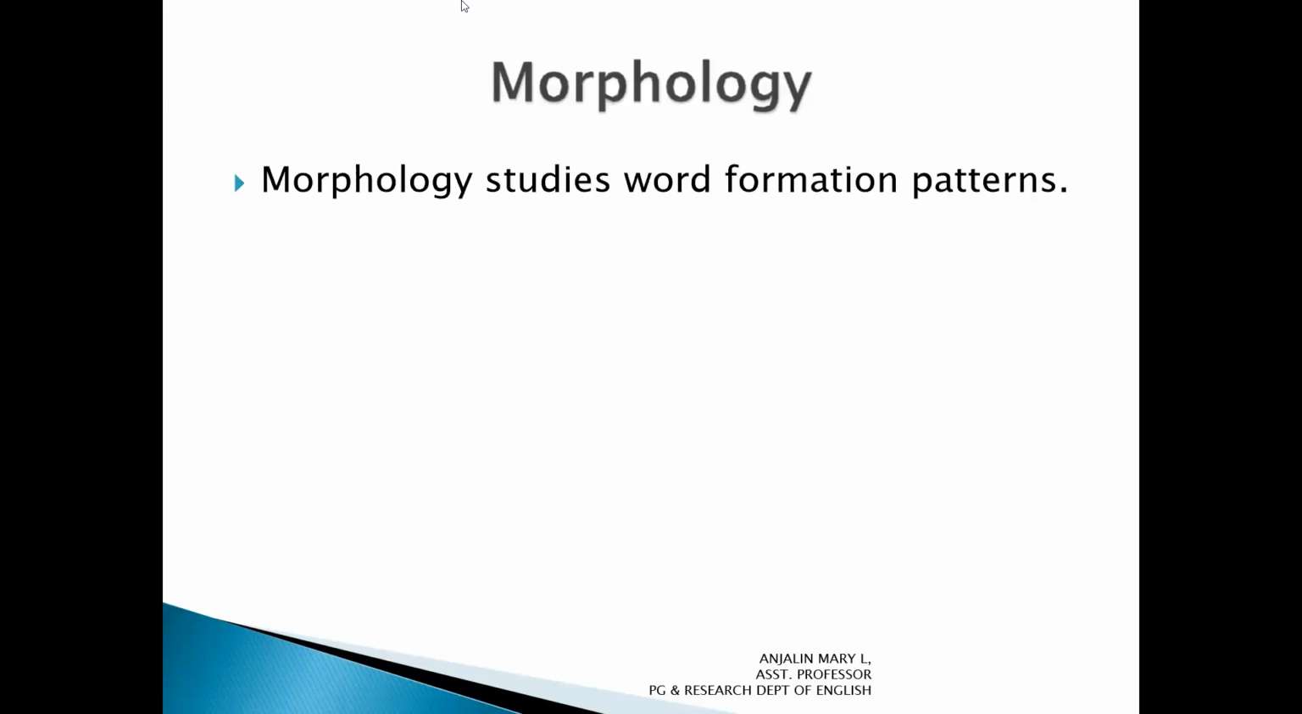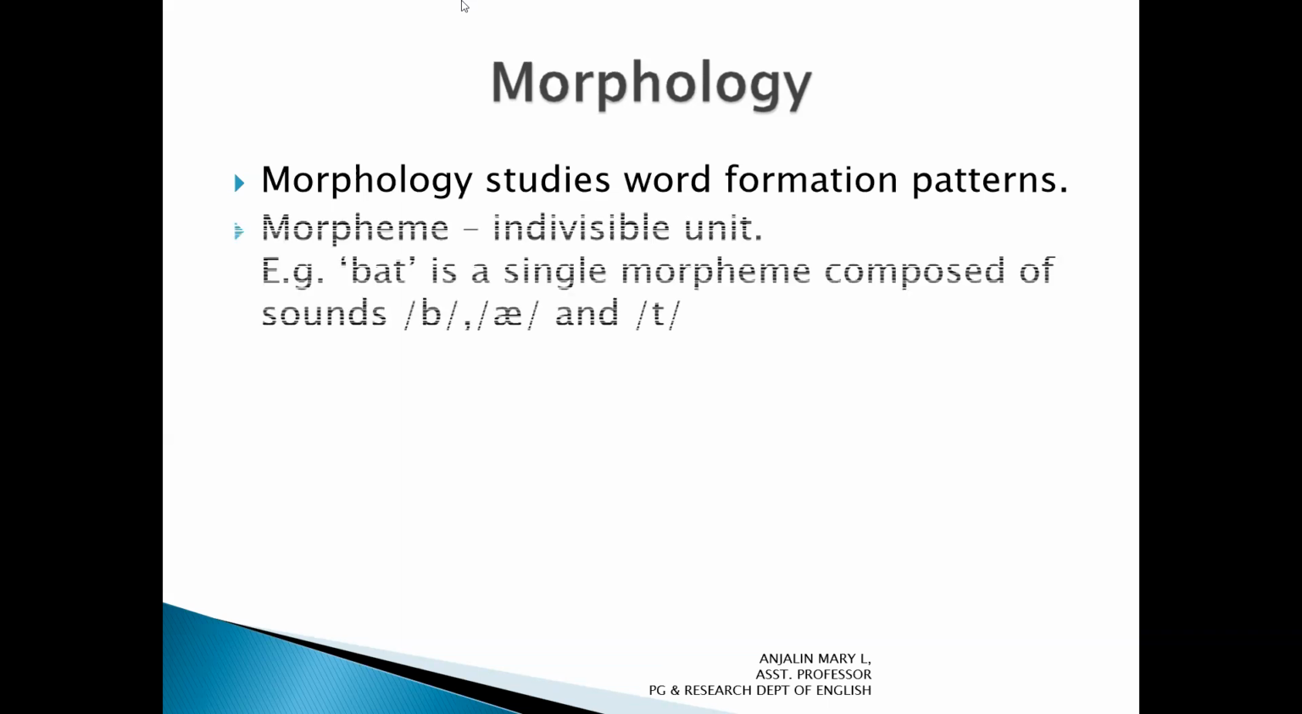Next, it is morphology. In morphology, you study the patterns of formation of words by the combination of sounds into minimal distinctive units of meaning called morphemes. Okay, so a morpheme is an indivisible unit. Let us take this example. We all know bat is a single morpheme which is composed of the sounds b, a, t, bat. So this combination makes up the single morpheme bat. And if we try to break this, it will no longer carry the meaning of the word bat.